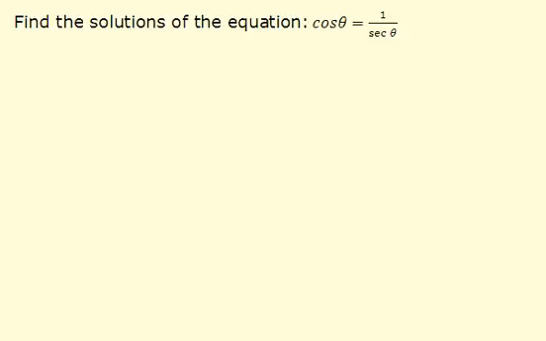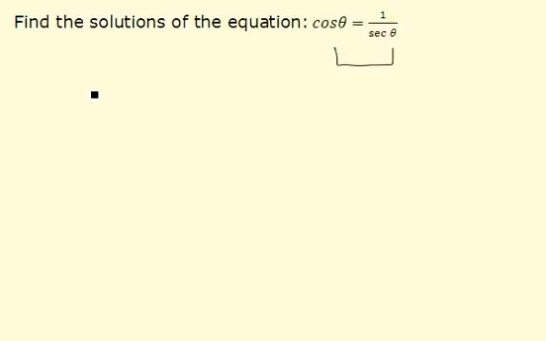In this problem, we're asked to find the solutions of the equation cosine theta is equal to 1 over secant. We will recognize that this is our reciprocal identity, that cosine of theta is equal to 1 over secant theta. And we want to know for what values of theta this will hold. Well, we would know that it holds for all values of theta because of the reciprocal nature, except when the denominator takes on a value of 0.